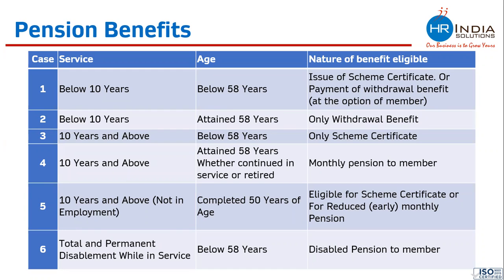In case 3, where the person has completed 10 years and is below 58 years of age, if he wants to withdraw the entire money, can he do that? No, he cannot. Since his one eligibility criterion has been met, that he has contributed for 10 years of service, EPFO will now wait till he attains the age of 58 years. Once he attains the age of 58 years, he'll start getting monthly pension from EPFO.